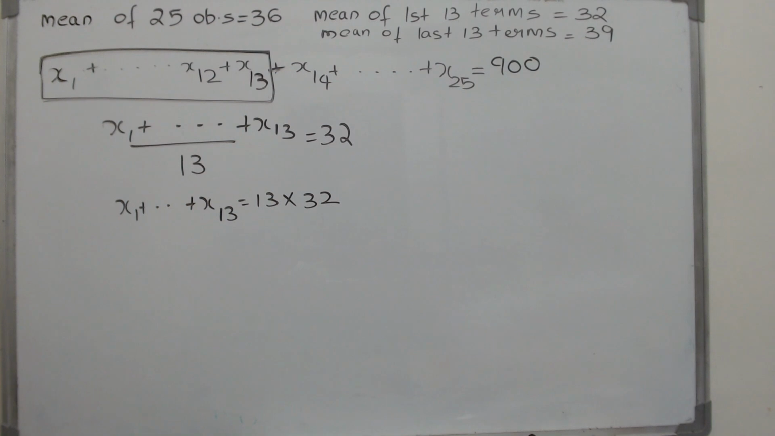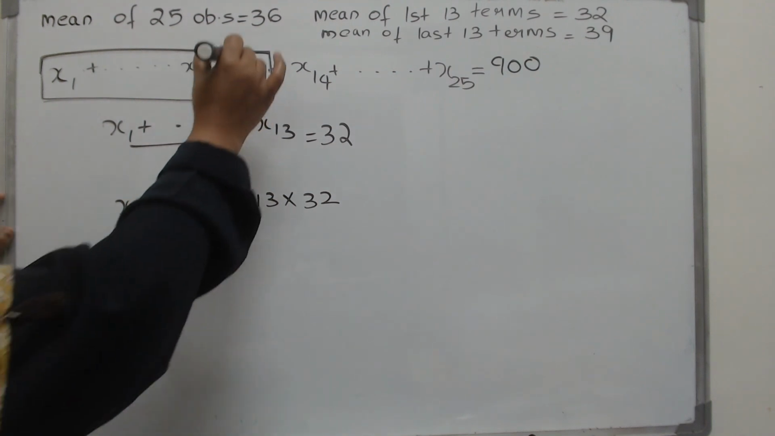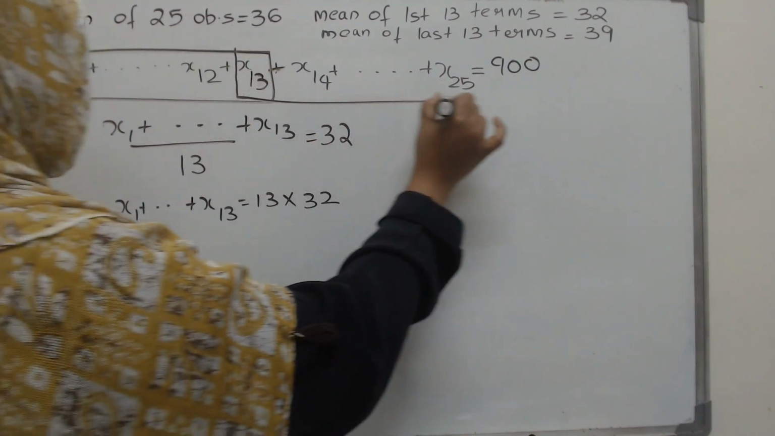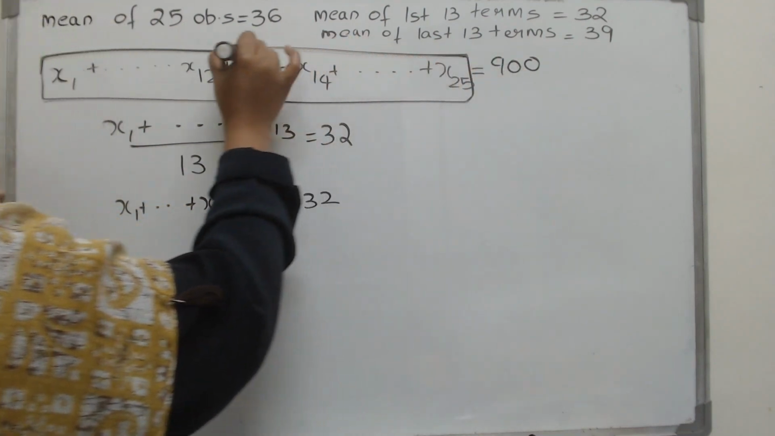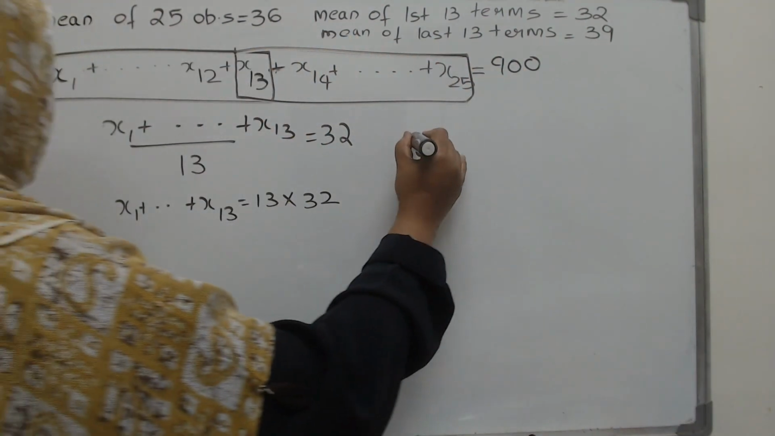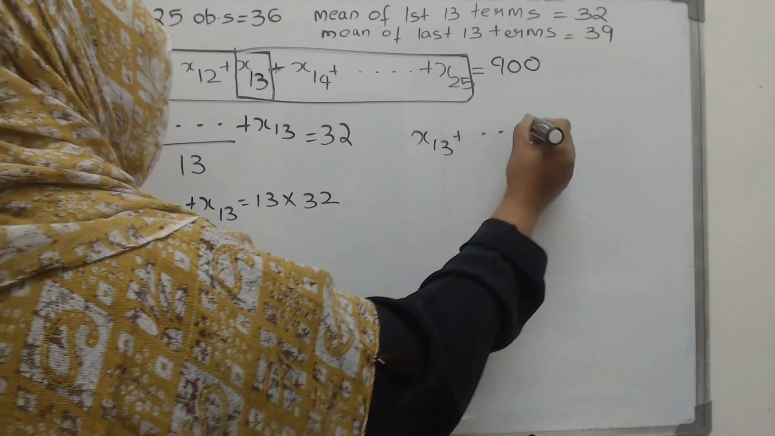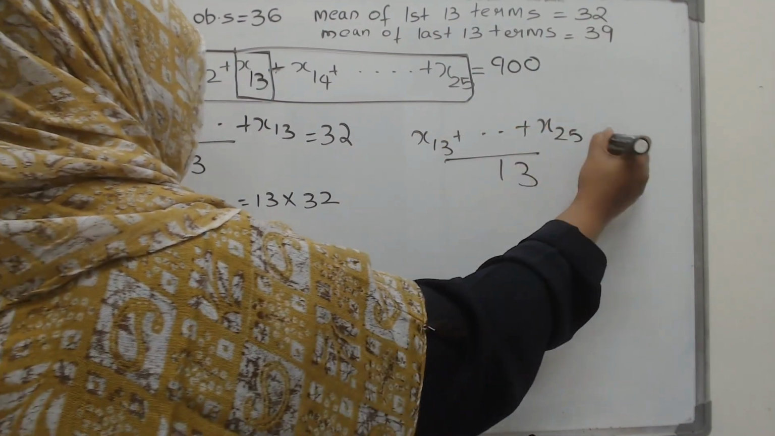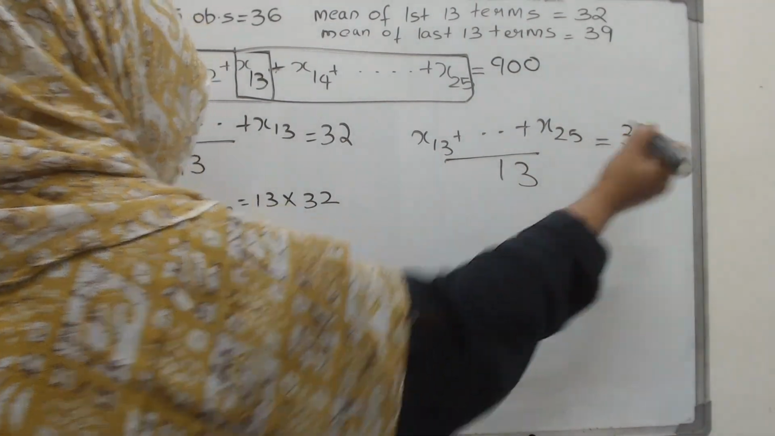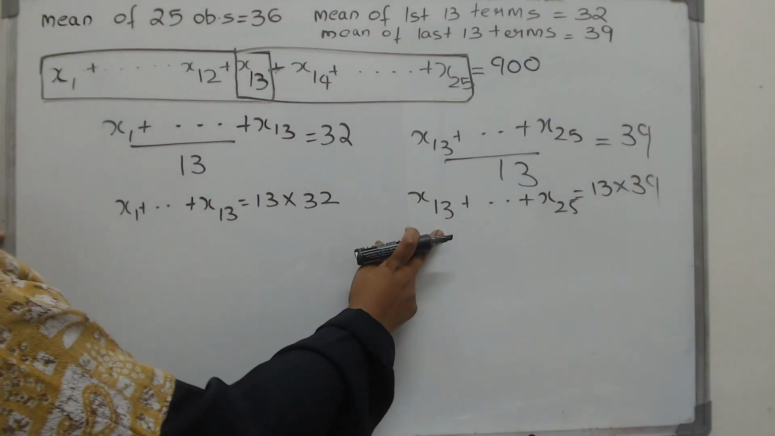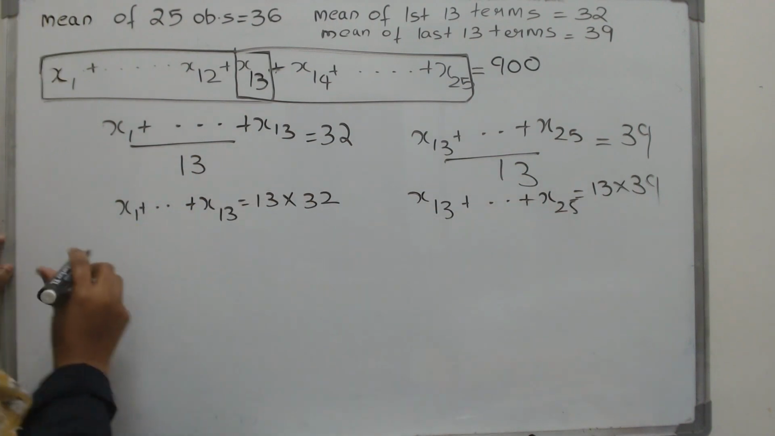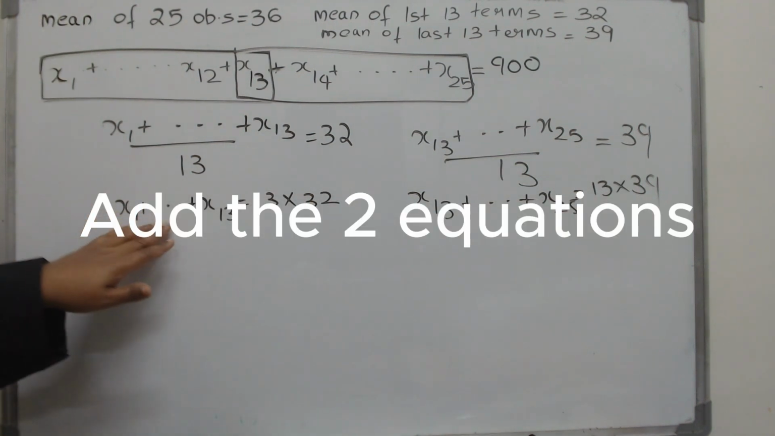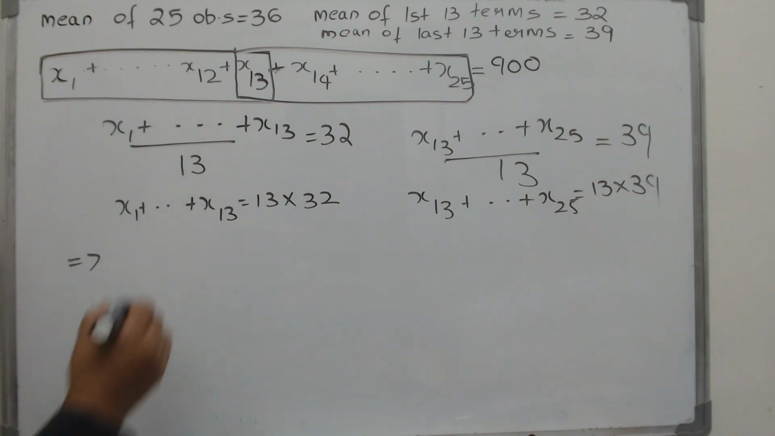Then what else is given? Again, the sum of the last 13 terms, that means this much, is also given. Again, what is the mean? Sum of observations by number of observations, that is given as what? 39. That means the sum of these terms is given by this equation. Now add both the LHS. Then what do you see?